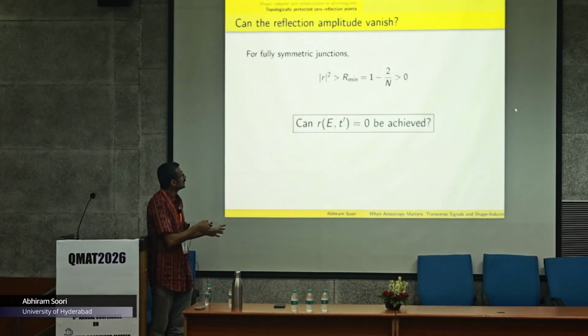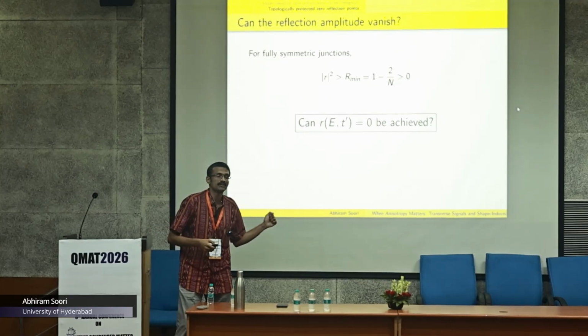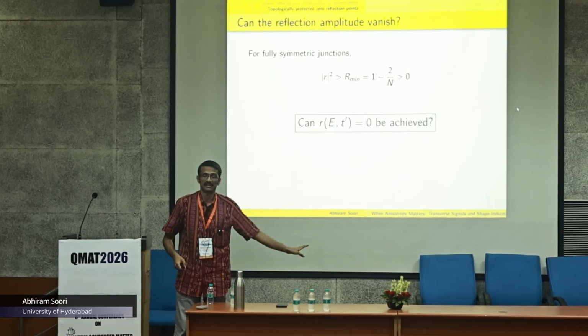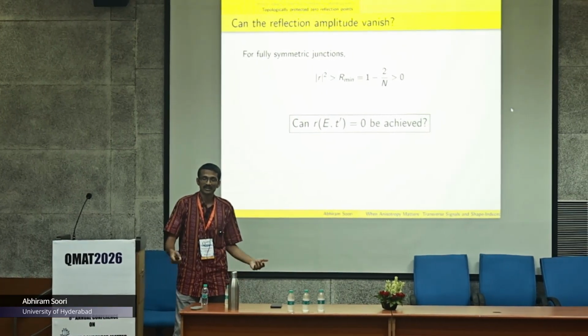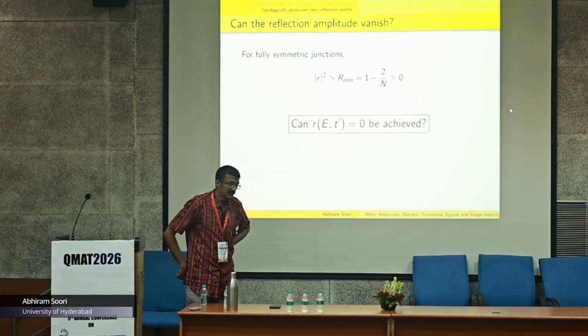So as n increases, you see that this R minimum approaches 1, which means that for large n, almost everything that you send will get completely reflected. The question we asked is, can you make something to the junction to get this reflection amplitude 0 for some set of parameters? And the answer is yes. And the proposal is the following.